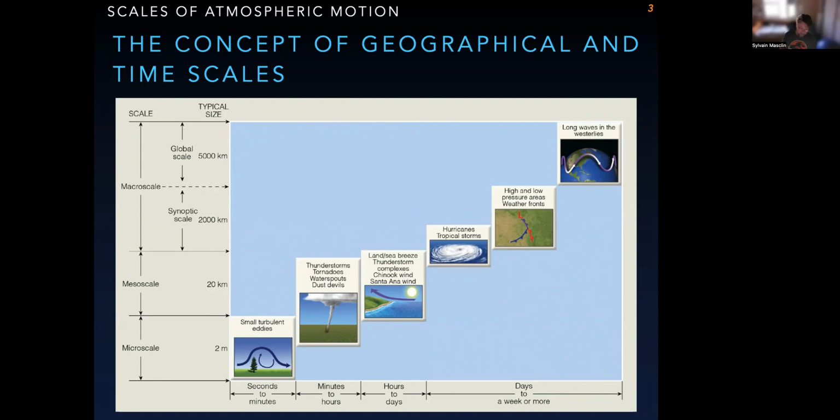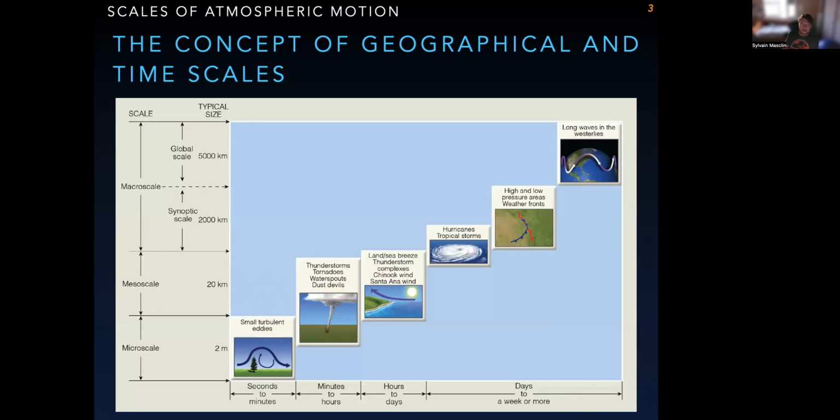And so we can make a classification of the wind based on small winds that we call microscale, winds that are about a couple of meters big, that will last usually for seconds to minutes only. Then we do have mesoscale wind that will happen over regions between meters to kilometers, and those winds will last for minutes to hours, such as we can see in thunderstorms, tornadoes, waterspouts, or dust devils, for example.